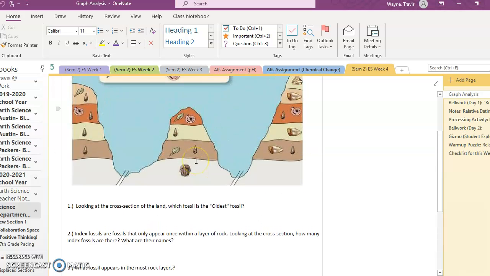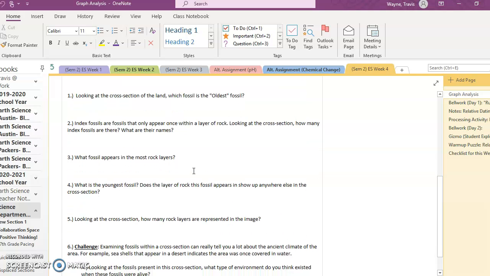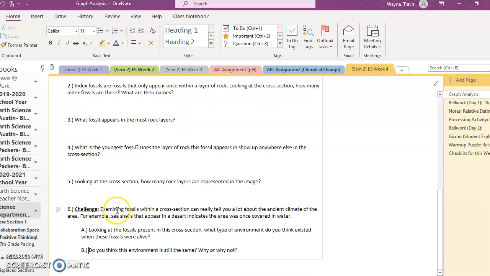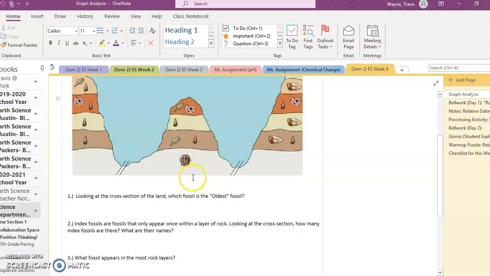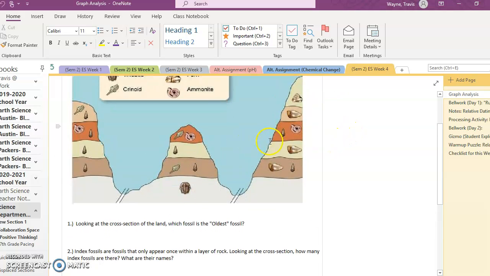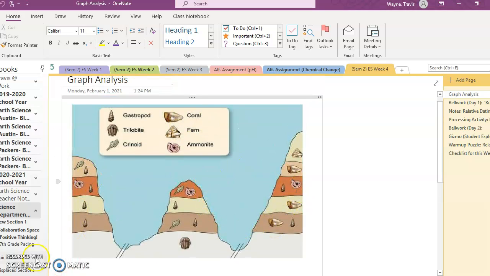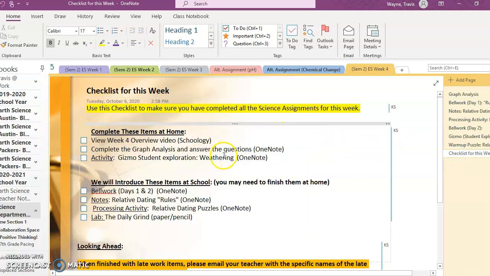Basically following the rules of relative dating and using some of the concepts that you guys are going to be learning this week. The big thing, though, is down at the bottom, question number 6. It's going to be kind of a little bit of a challenge for you guys to see if you kind of use some of your critical thinking to kind of tell a story about what kind of environment you think these fossils fall in.